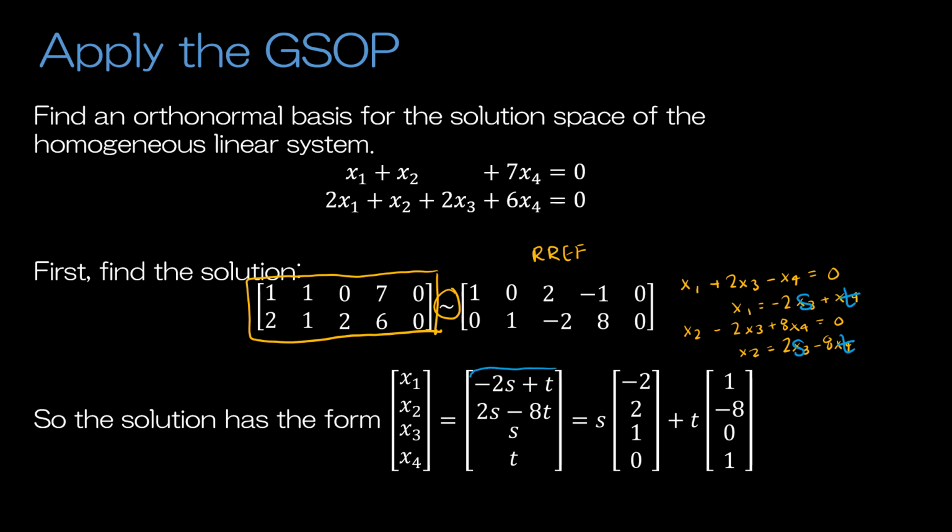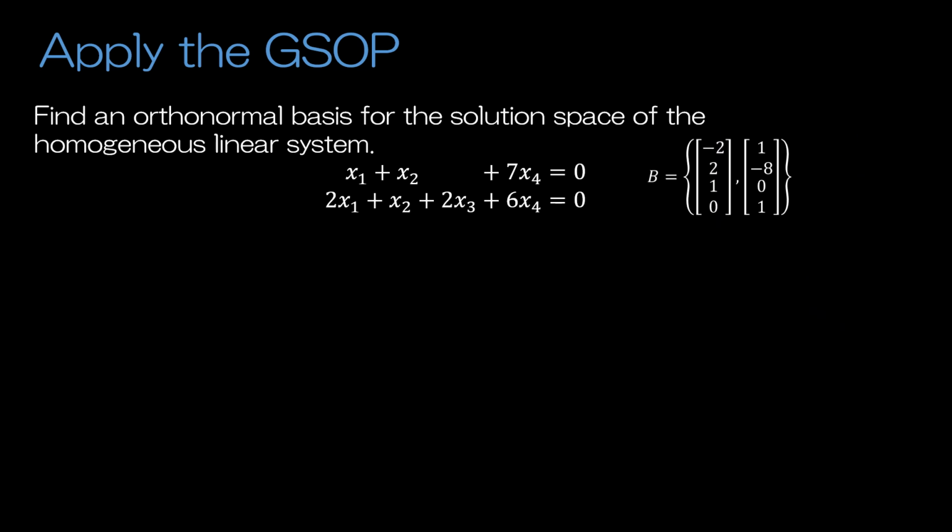And that gives me this solution, which I've written parametrically, which means the basis, not the orthonormal basis, but the basis for this solution set is negative 2, 2, 1, 0 and 1, negative 8, 0, 1. Now we have our basis for our solution set. Now we're going to apply what we've just learned using the Gram-Schmidt orthonormalization process.